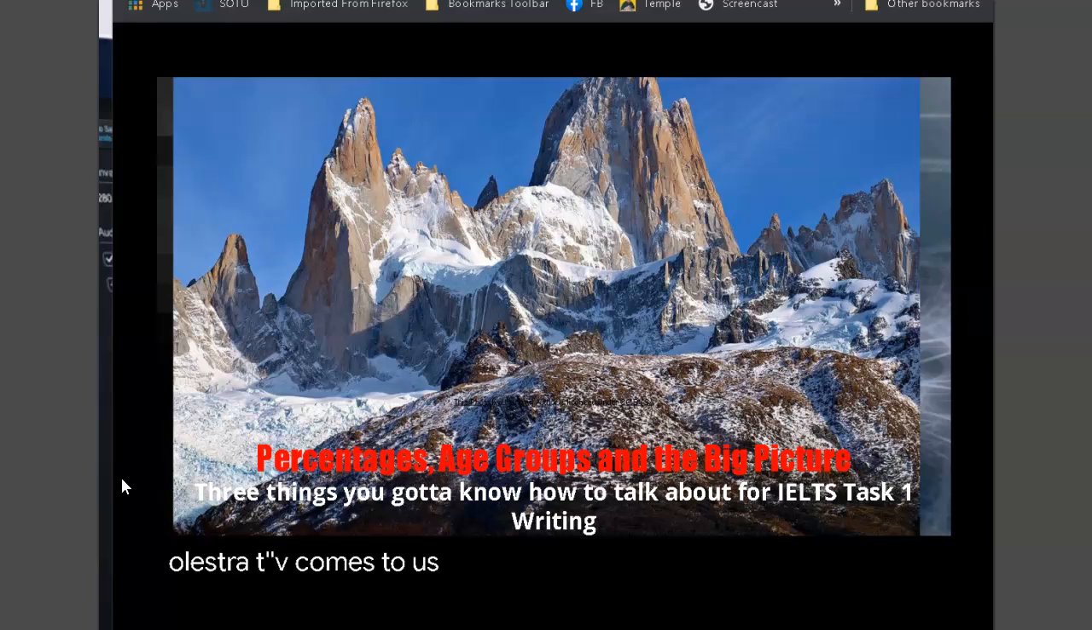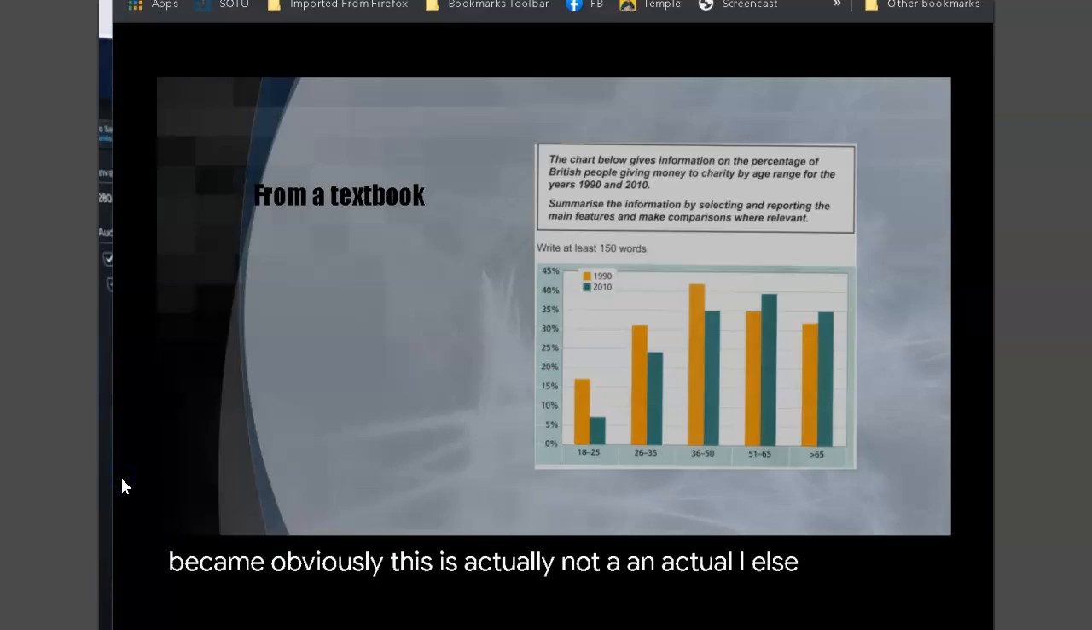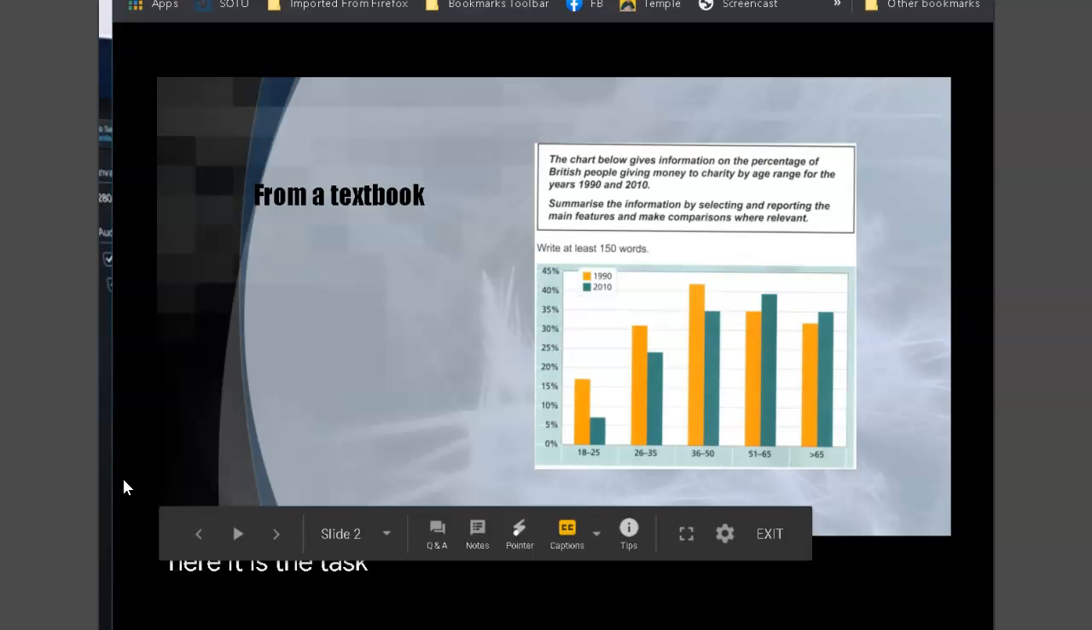This comes to us from the great country of Argentina. I haven't done an Argentinian? Is it Argentine? I don't know. One is the people and one is the products or something. But it quickly became obvious that this is actually not an actual IELTS. Yes, here it is. The task itself is not from an IELTS book.